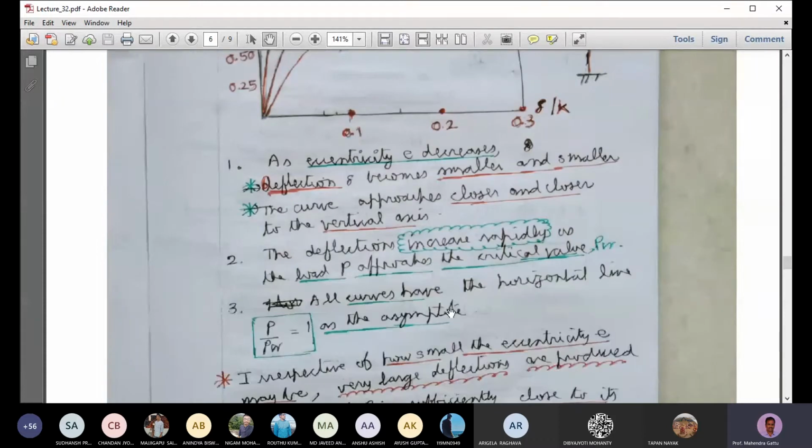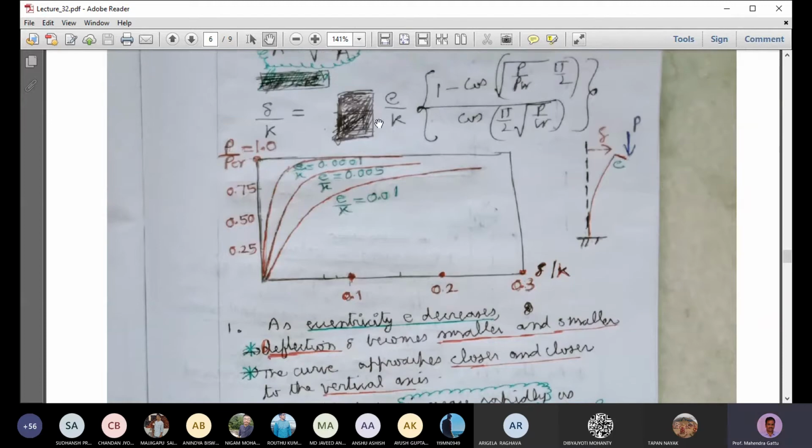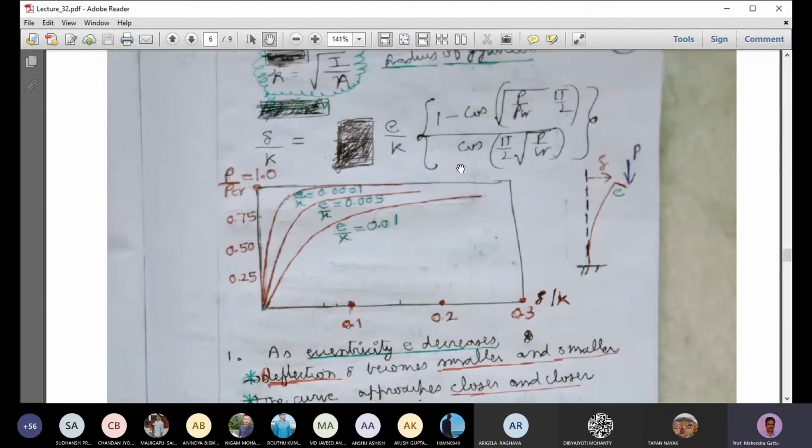Another thing we can see is that all curves have the horizontal line P by P critical equal to 1 as an asymptote. So as we increase the P value, this line will start to move asymptotically towards the horizontal line, and similarly this mid curve also will move asymptotically towards P by P critical equal to 1. So all these curves have the horizontal asymptote P by P critical equal to 1. This is a theoretical value. This is a theoretical graph which you get from this analysis, where we are plotting delta by K versus P by P critical.